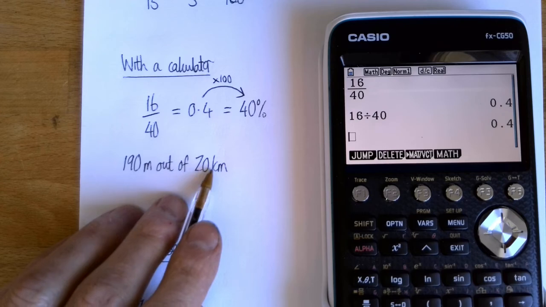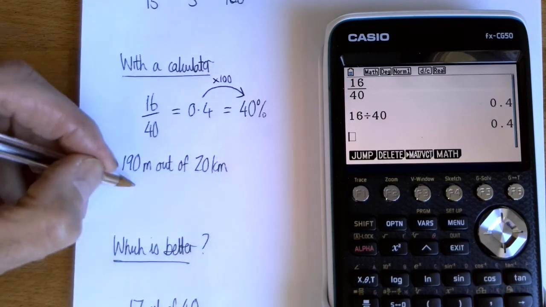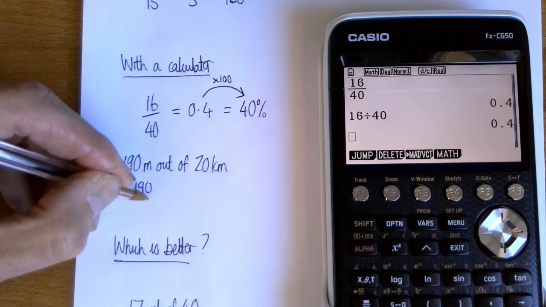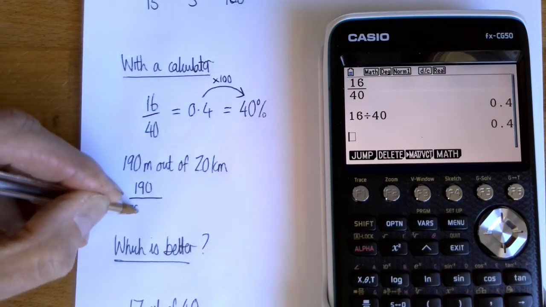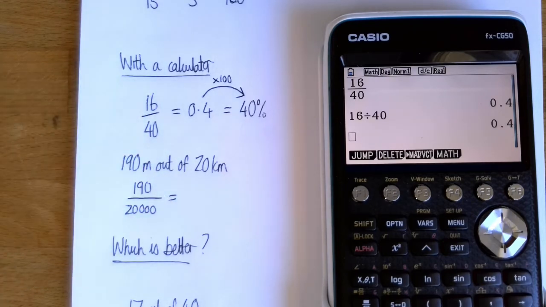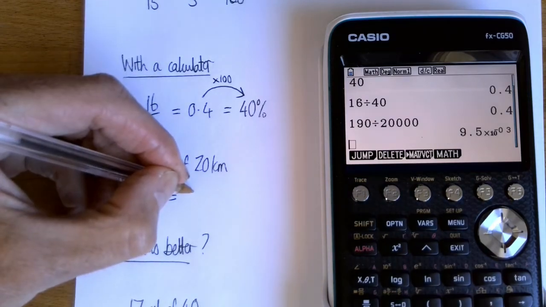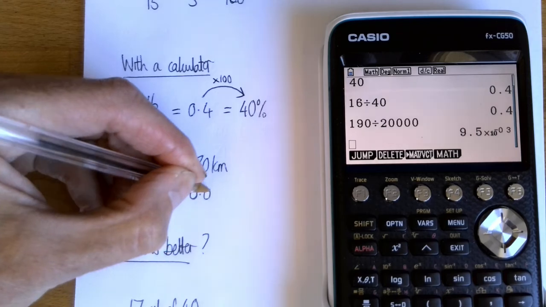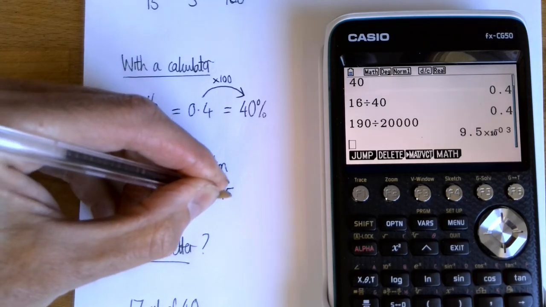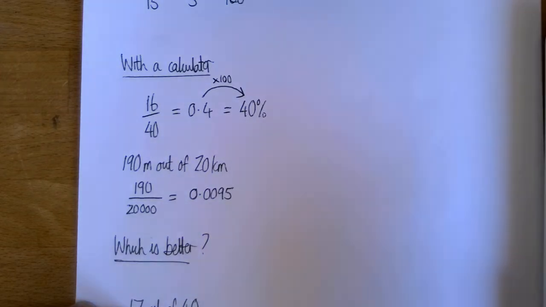And if I've got a different unit, then I've got to make sure both are in the same unit. So I'm going to leave that as meters, and 20 kilometers is 20,000 meters. So that's the sum I'm going to do. 190 divided by 20,000. That's given me a really small number in standard form, which isn't very helpful, but there we go. It's 0.0095. Don't worry, your calculator will give it to you as that.